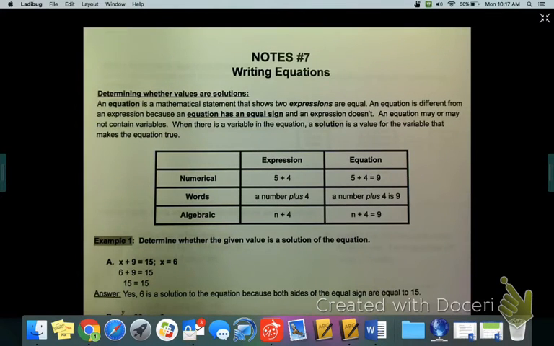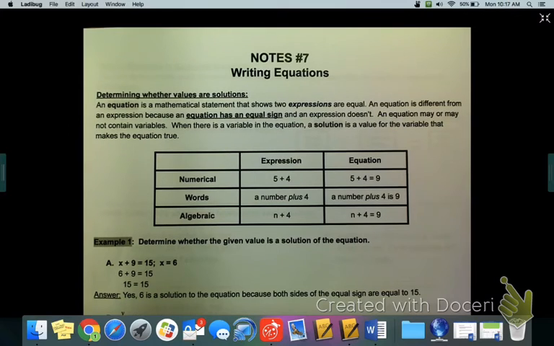Hi guys, we are on concept 7, which is writing equations. This is an important concept. You will see questions very similar to this that are going to be on the MAP test. So pay attention, take good notes, and stop and ask questions if you need help.